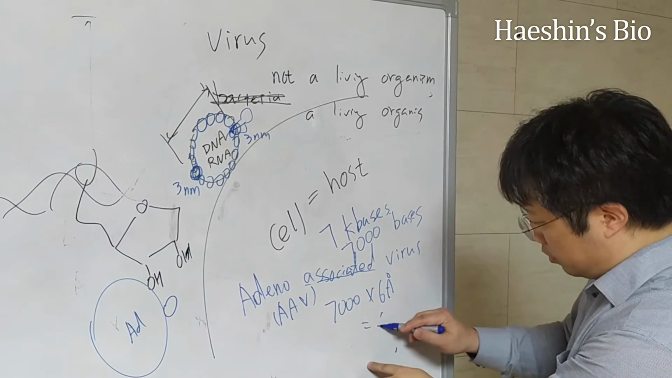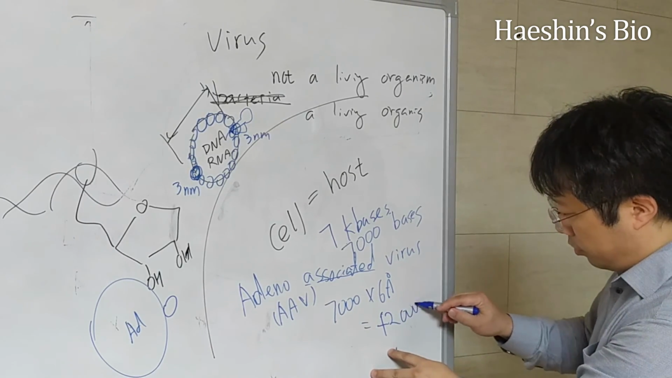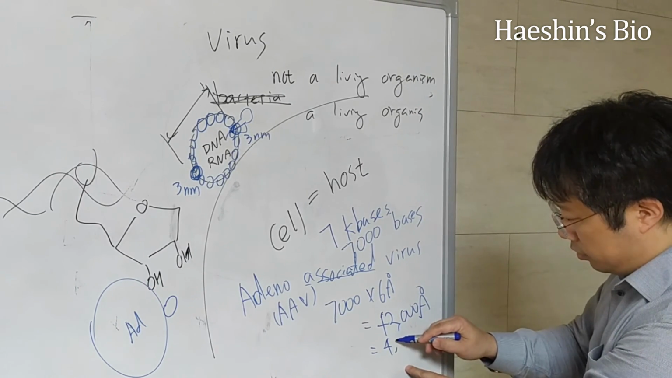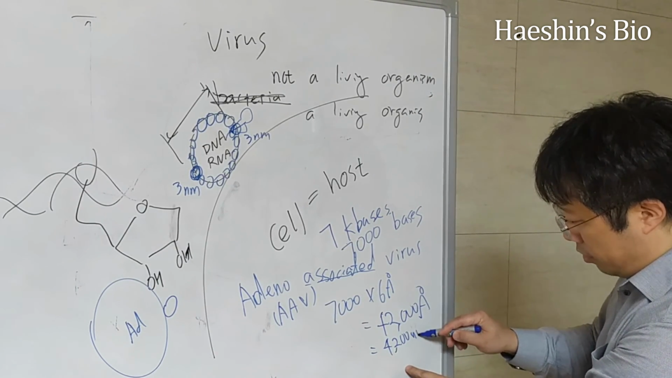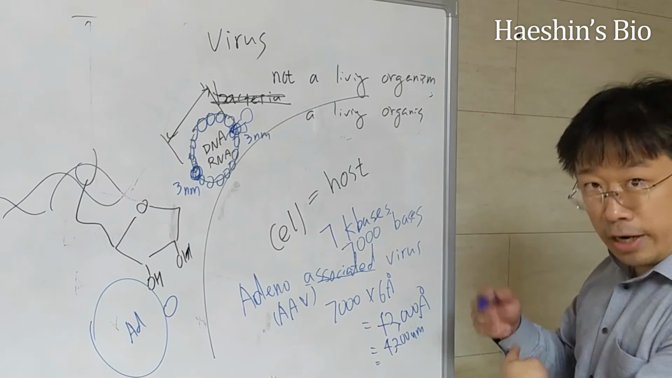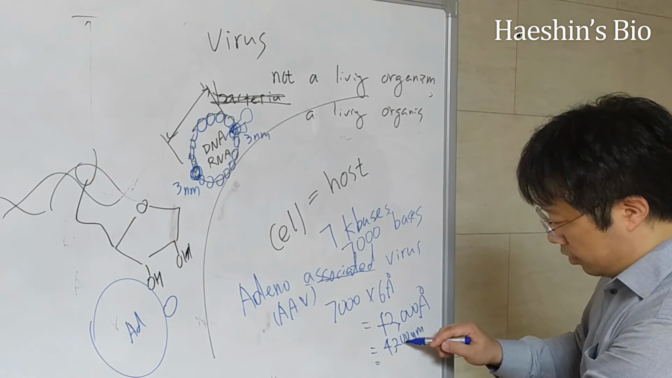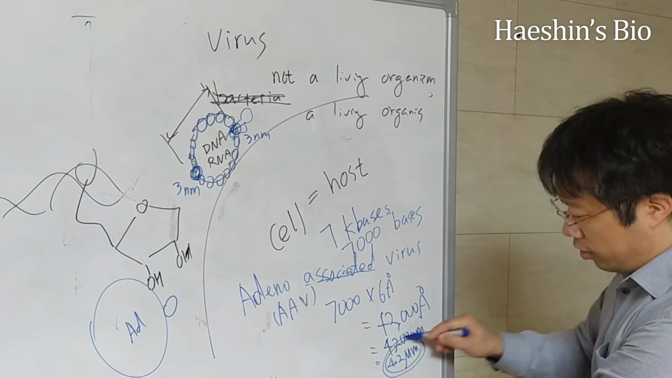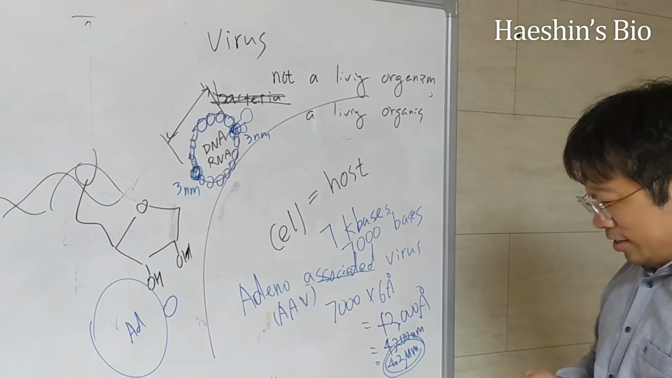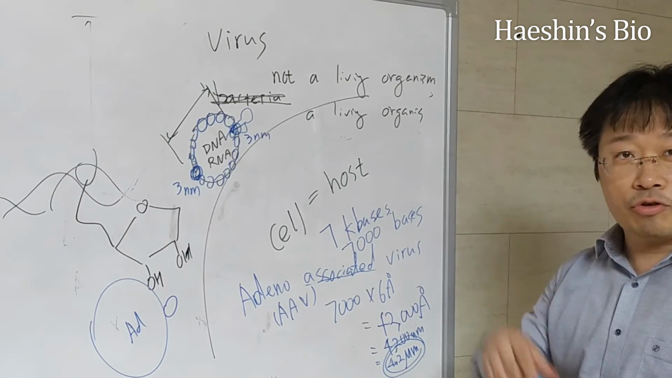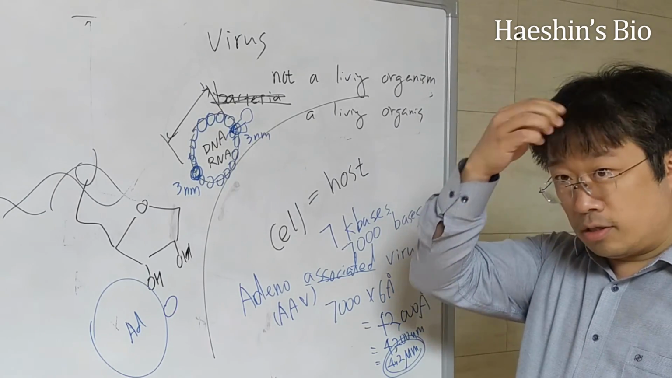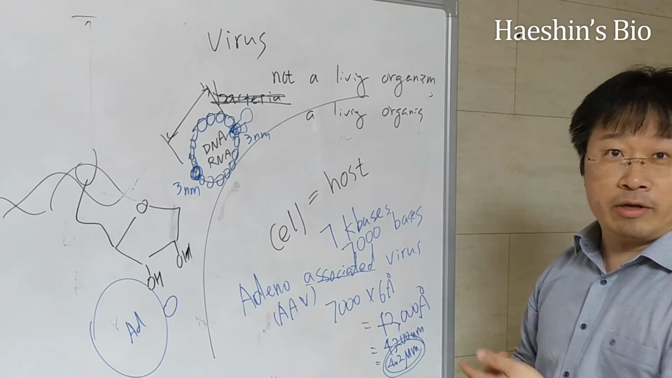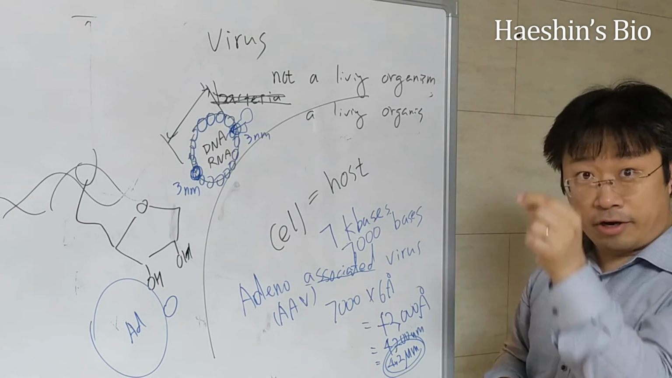Then 42,000 angstrom. We calculate the nanometers. Then 4,200 nanometers. If you need a more realistic unit, micron, then you have 4.2 micrometers, which is really big in length. So 4.2 microns. Your hair thickness, not length but thickness, is about 10 microns. So it's about half the diameter of a typical hair.